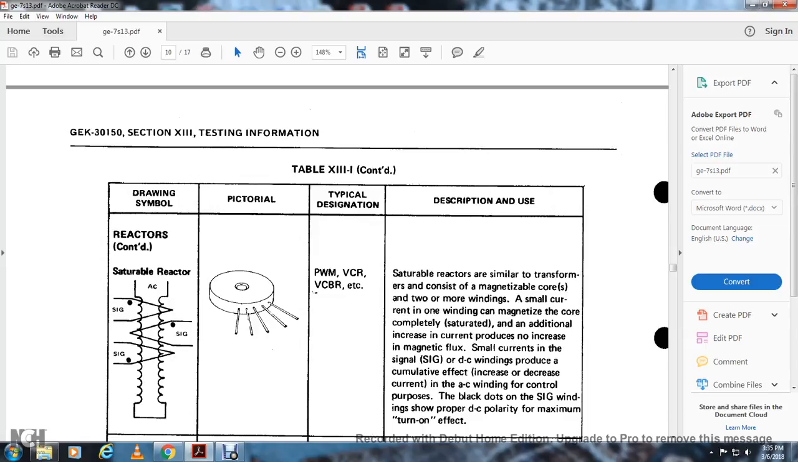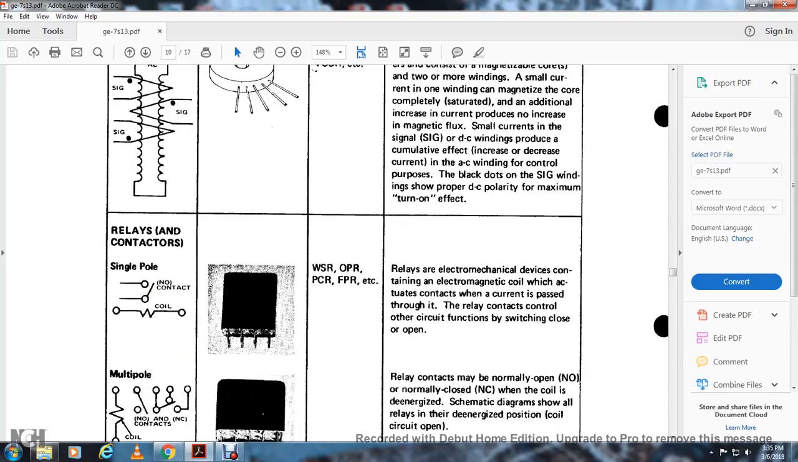Saturable reactors are similar to a transformer, consisting of a magnetizable core and two or more windings of small current, with one winding that can be magnetized with the core completely saturated. Adding more current will not increase the magnetic flux. Small current signal DC windings produce a cumulative effect, increasing or decreasing current. The black dots on the AC winding control show the proper DC polarity for the maximum turn-on effect.